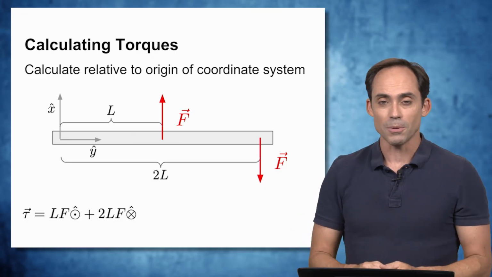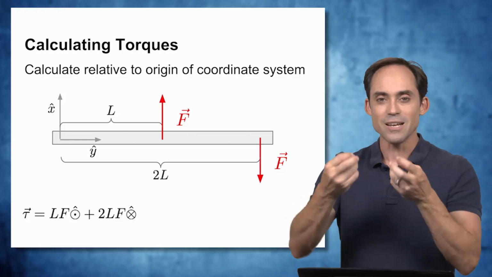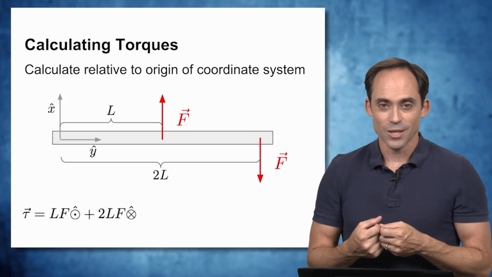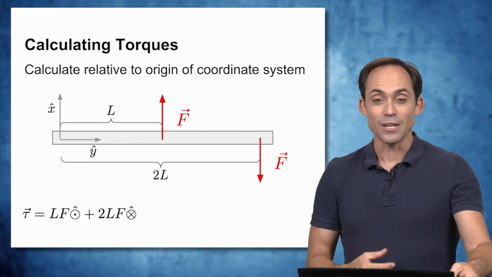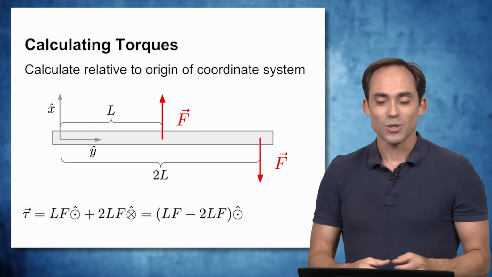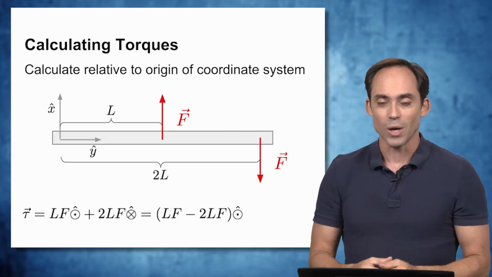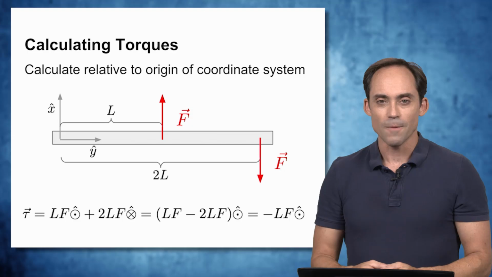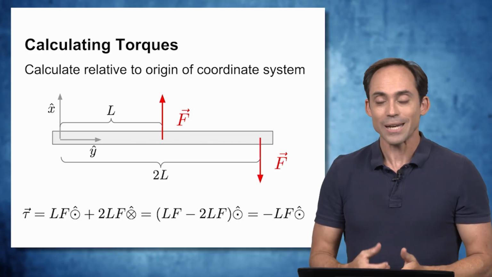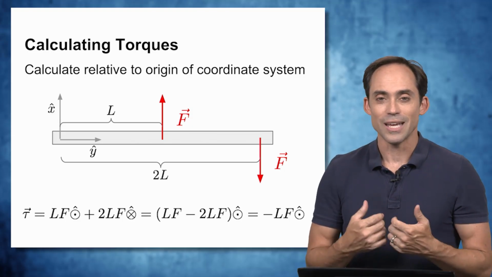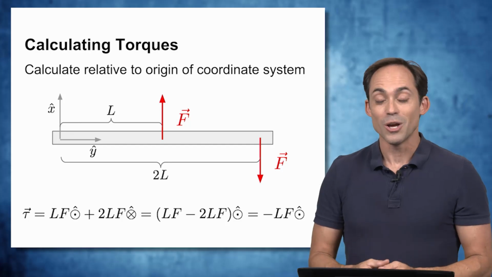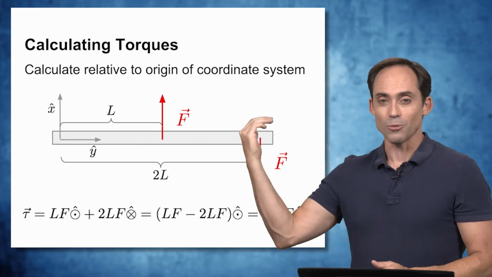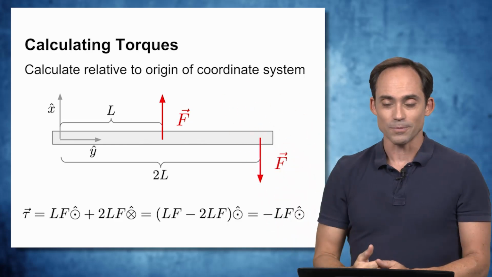But let's simplify a little bit, because these out of the screen, into the screen vectors are just the opposite of each other in direction. So I can convert the second one into an out of the screen vector. So that gives me LF minus 2LF, because it's in the opposite direction. And I can add those together to get the net torque, which is going to act in the minus LF in the out of the board direction, which is really LF into the screen direction. All right, so this thing is going to start rotating around in this direction.